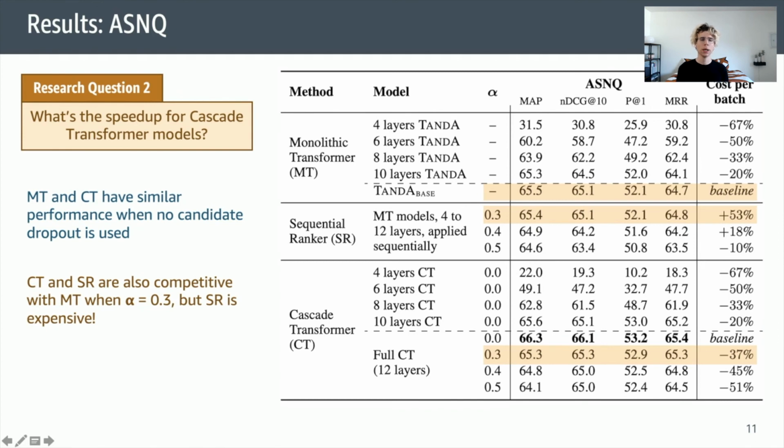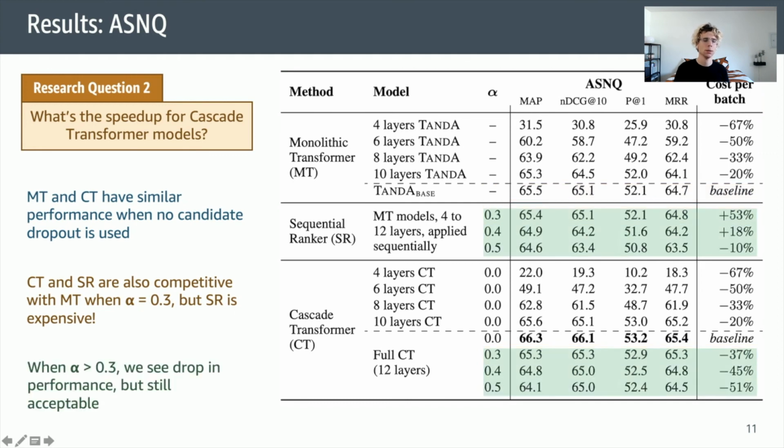When a little bit of dropout is applied, when we discard 30% of candidates at each partial classifier, we see a small drop in the performance of our Cascade model, but with a high increase in efficiency. Our model here loses less than 1 point in MAP, but it has a 37% lower cost per batch compared to the state-of-the-art. And we achieve similar performance as a sequential re-ranker, but we are much, much cheaper to execute. A sequential ranker here costs 1.5 times the cost of the baseline.